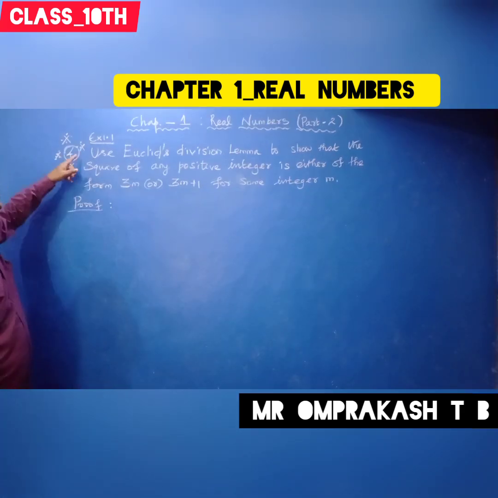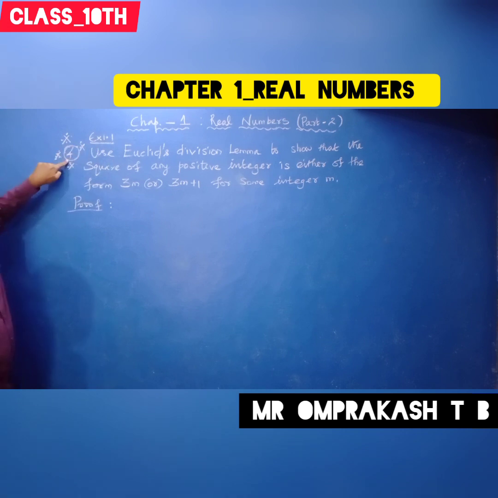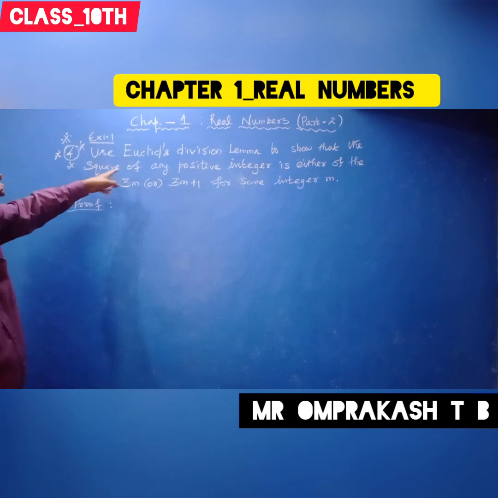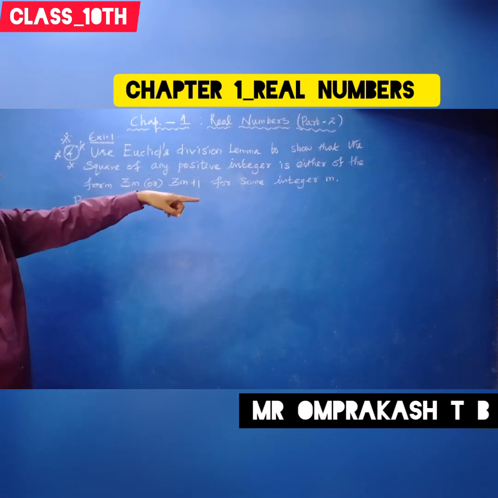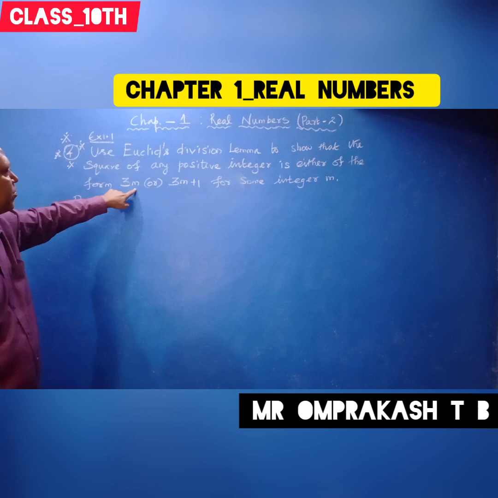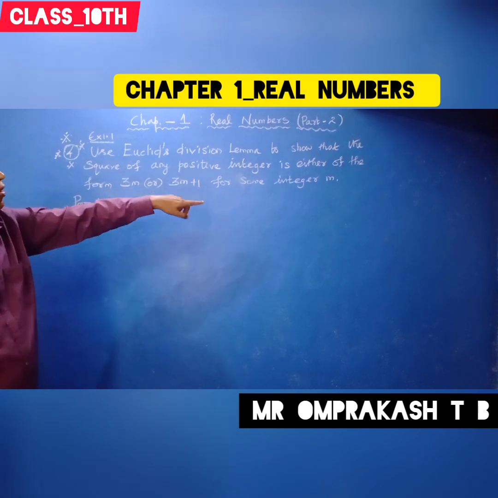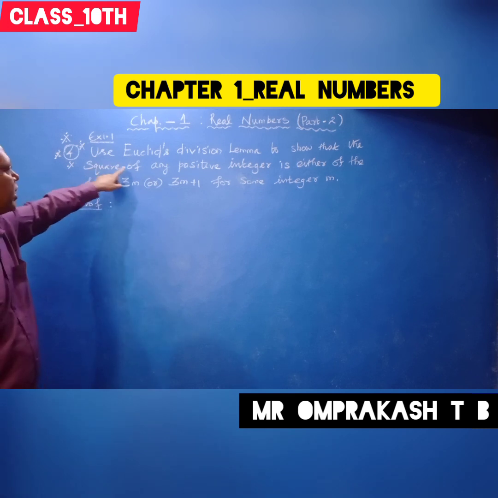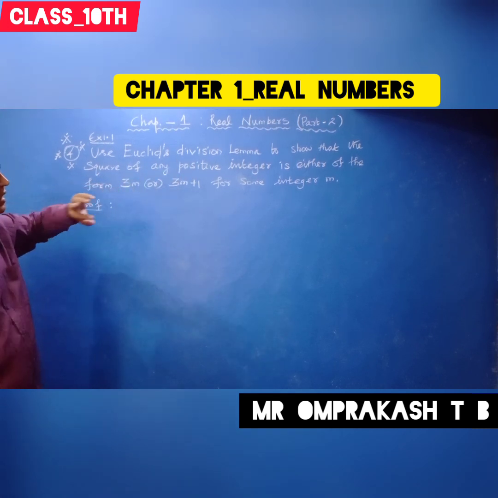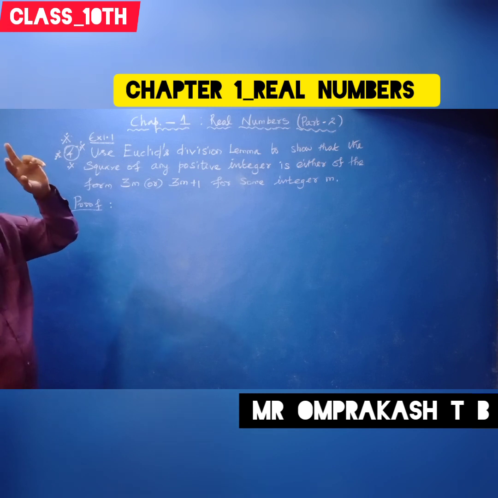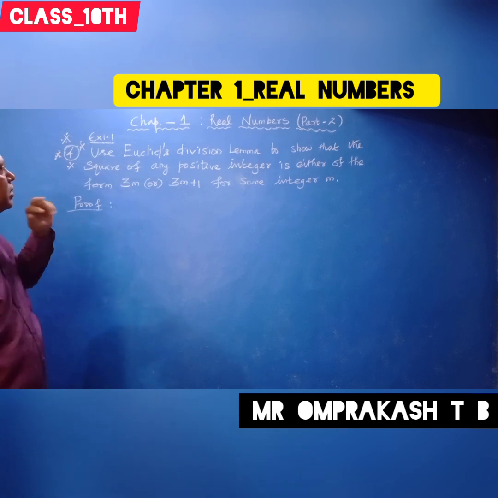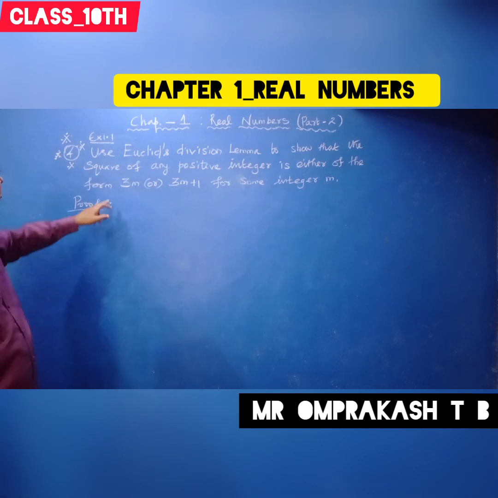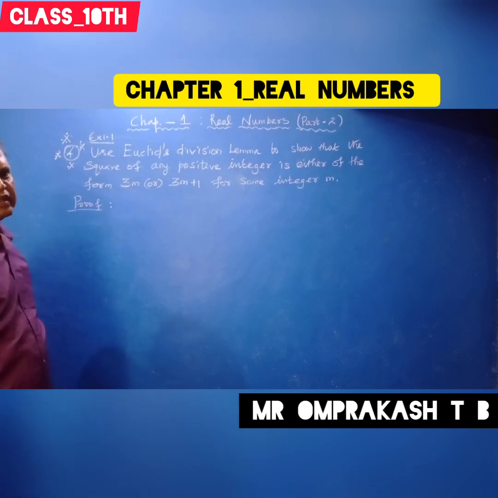So next problem we will see: fourth problem, exercise 1.1. Use Euclid's division lemma to show that the square of any positive integer is either of the form 3m or 3m plus 1 for some integer m. Clear? So here, what is the square of any positive integer? Understand? In the previous problem we saw odd integers, any odd positive integer, but here for the square of any positive integer you have to get the form 3m or 3m plus 1. Same way you have to do.